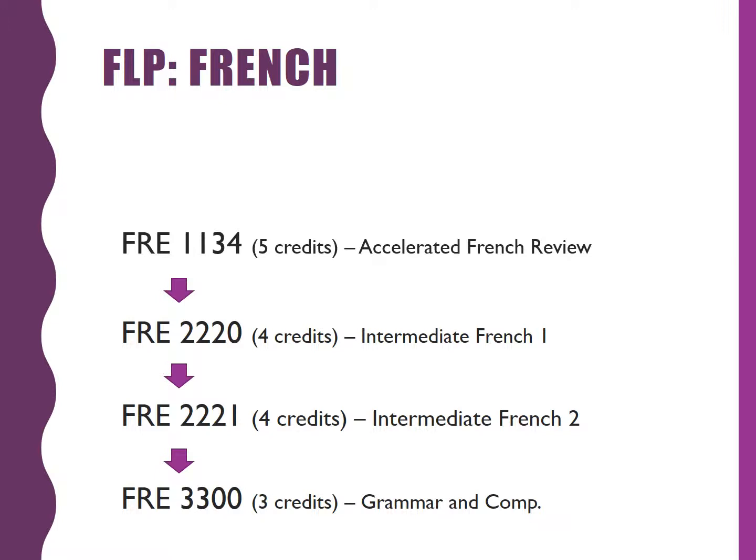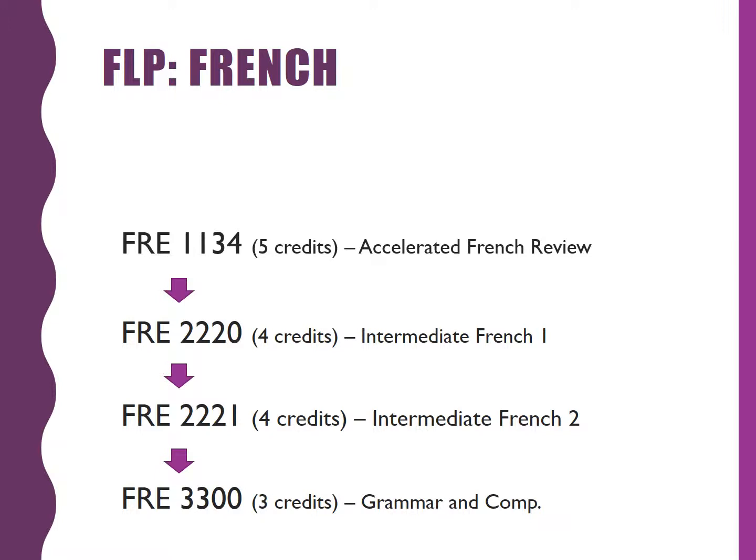Now, there is another alternative to go through this sequencing. FRE 1130 and 1131, that's great if a student's starting right from the very beginning in that language. But there is another option called FRE 1134 Accelerated French Review, which is a 5-credit course that combines FRE 1130 and FRE 1131 into one semester. So it condenses everything into like 7 weeks for French 1, 7 weeks for French 2. So it's accelerated, but it's a great review for students who have some background in French.